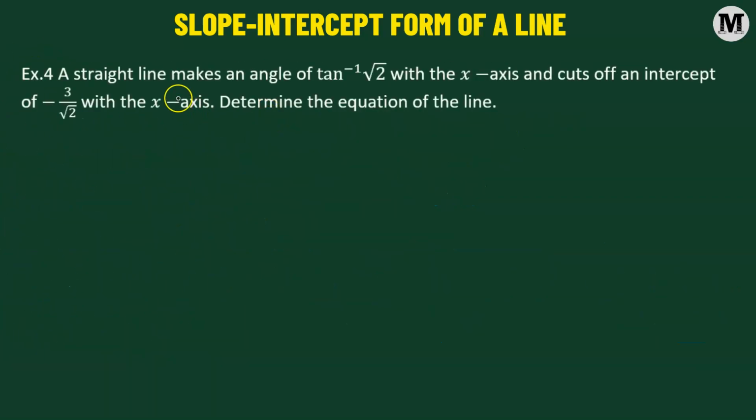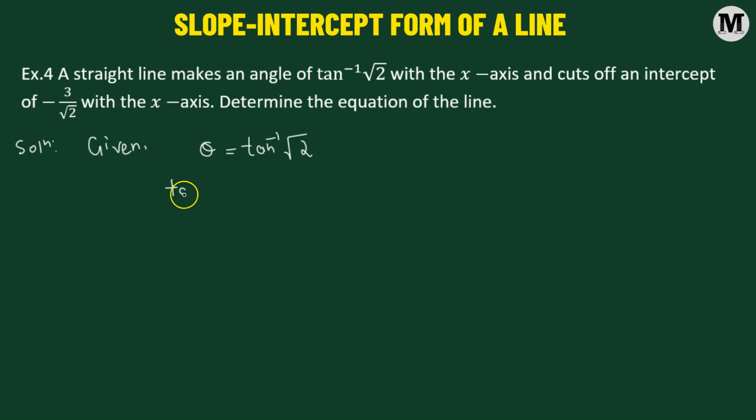Problem number 4. A straight line makes an angle of the inverse tangent of square root of 2 with the x-axis, and it cuts off an intercept of negative 3 over square root of 2 with the x-axis. Determine the equation of the line. So let us begin. Here we are given the angle that the particular line makes with the x-axis. So theta will be equal to tangent inverse of square root of 2.